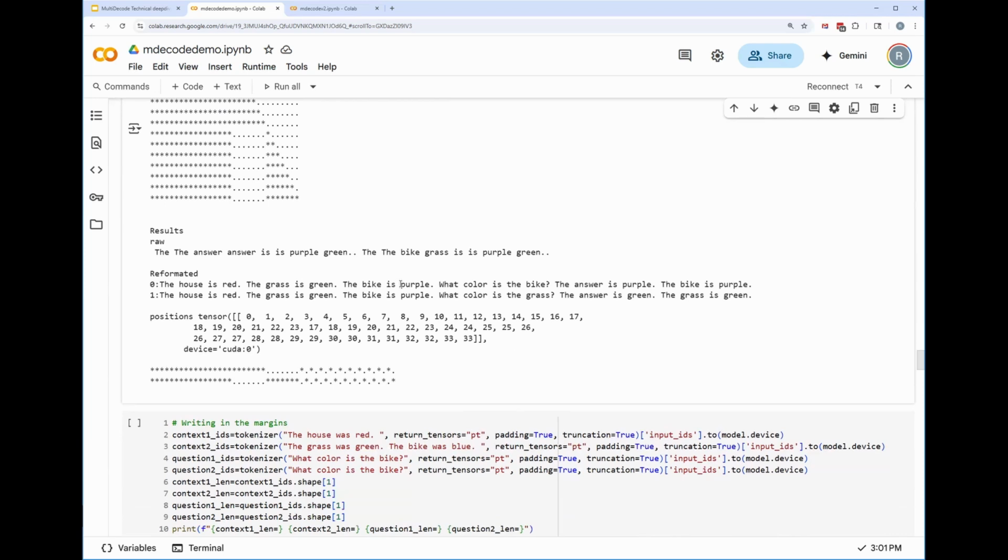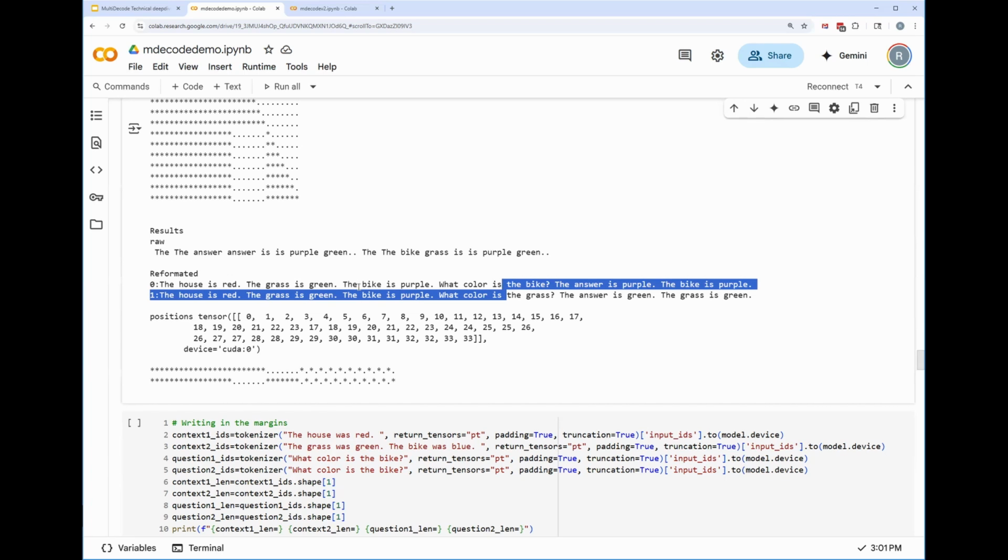Okay, the bike is purple. What color is the bike? The answer is purple. This one again is the same thing where they're all mixed up, interleaved. This is reformatted on the output. So this is the context coming in. What color is the bike? The answer is purple. What color is the grass? The answer is green. So those two questions were answered simultaneously within the same forward passes.